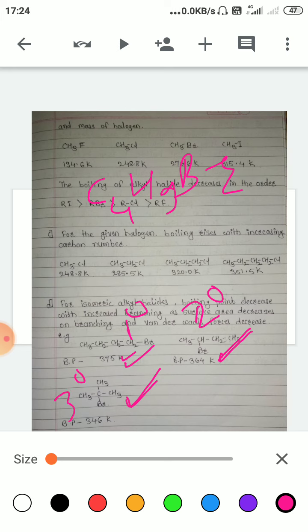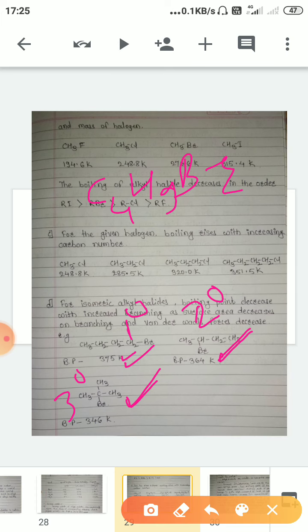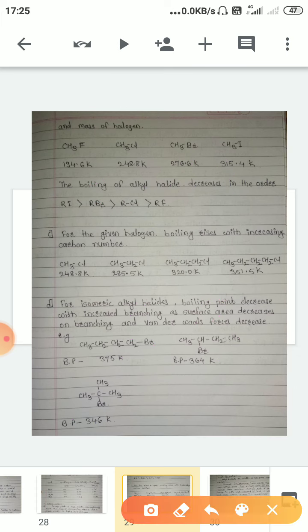And last year we have learned about the boiling point of alkanes. As the branching of alkane increases, surface area goes on decreasing, and as the surface area goes on decreasing, boiling point goes on decreasing due to the decrease in van der Waals force of attraction. So the same concept we have to apply here.